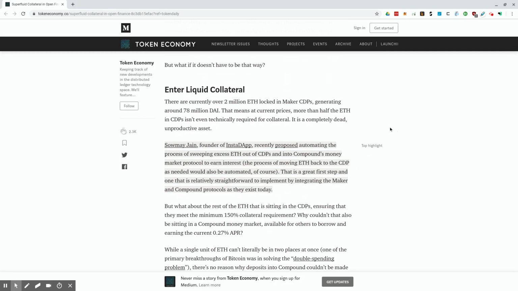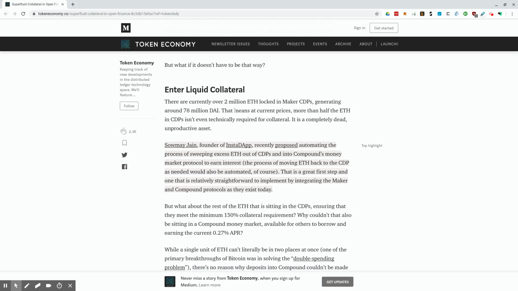This is where we get into actually utilizing this collateral in other ways while it's locked in that smart contract. There are currently over 2 million ETH locked in Maker CDPs, and this is from February of this year, so it probably is more at this point, generating around 78 million DAI. That means at current prices, more than half the ETH in CDPs isn't even technically required for collateral. It is a completely dead, unproductive asset. So I'm just trying to make this clear.